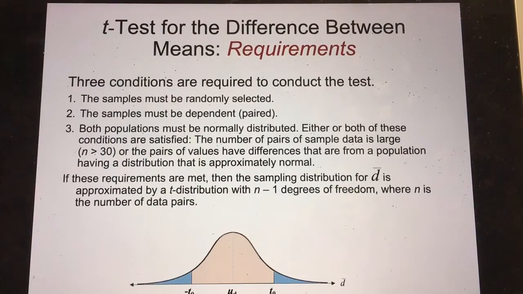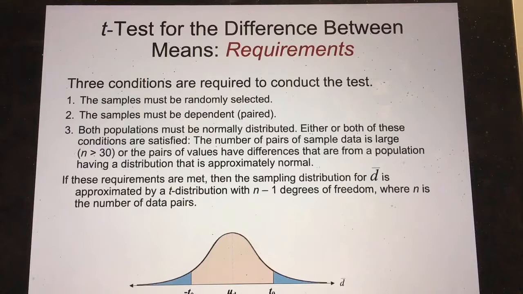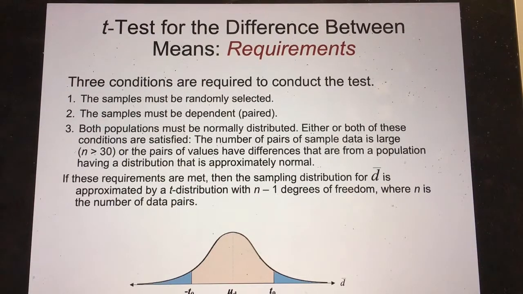If these requirements are met, then the sampling distribution for D bar is going to be approximated by a t distribution with n-1 degrees of freedom, where n is the number of data pairs. So once we get it paired off and subtracted, we're going to treat it just like we did on a hypothesis test in Chapter 8 when we only had one sample. We'll treat the difference of the two means as a single distribution.